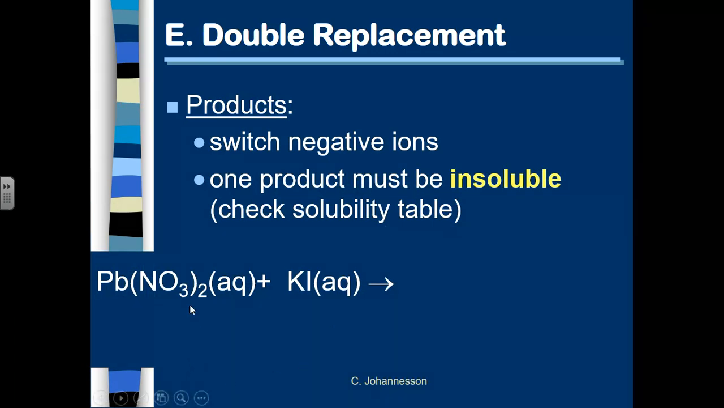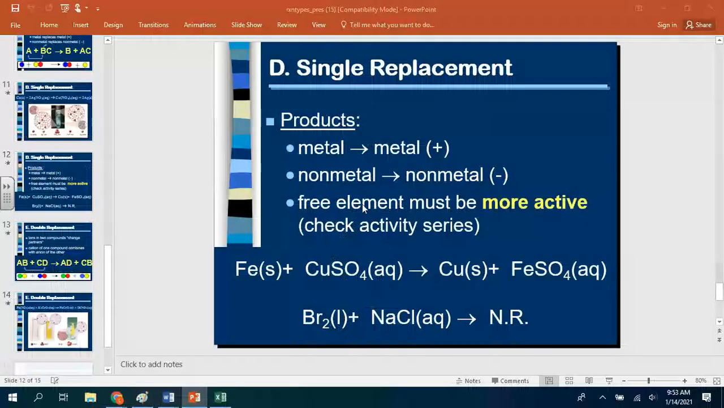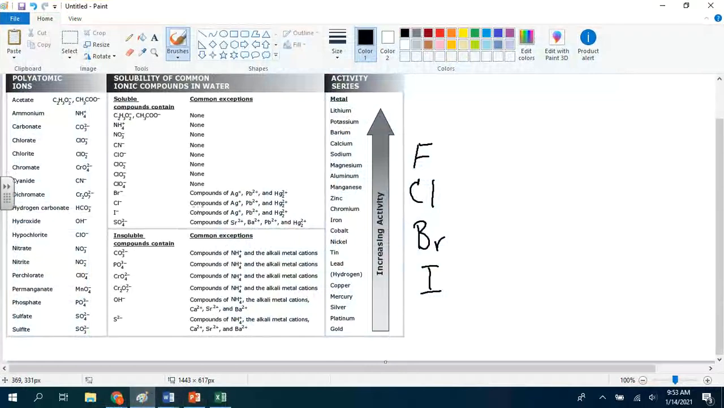All right, so if this is the equation that we need to write, what's supposed to happen is lead is going to bond with iodine, okay? K, potassium, is going to come bond with nitrate. So what you have to do is look at your solubility chart, and that is right here in the middle, okay? We said that lead was going to bond with iodine. Well, there's iodine right here.